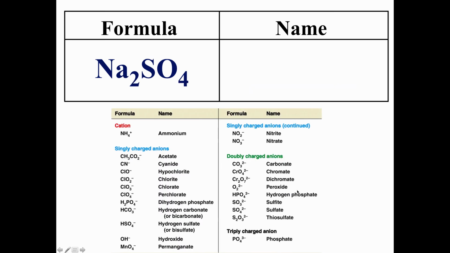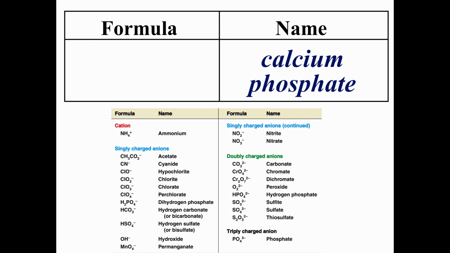The name of Na2SO4: Na is sodium, SO4, you look it up on the chart, is sulfate, so this is called sodium sulfate. And one more, calcium phosphate. Calcium is Ca, it makes a +2 charged ion. Phosphate is PO4 with an overall -3 charge. We're going to need 3 of the +2s to balance 2 of the -3s. And so Ca, and then parentheses PO4, subscript 2 is the formula for calcium phosphate.